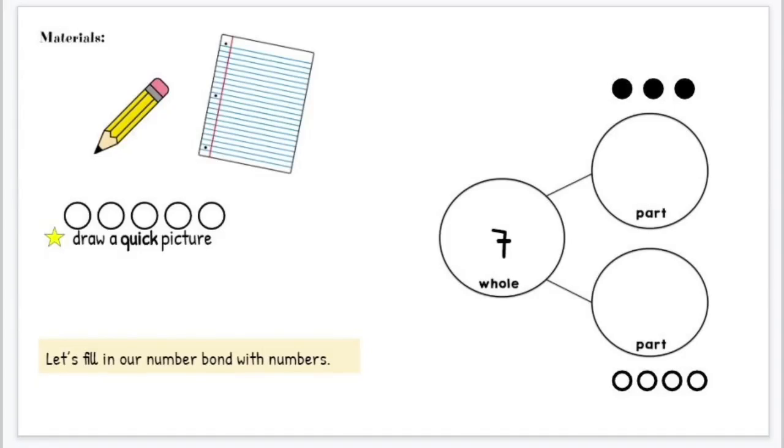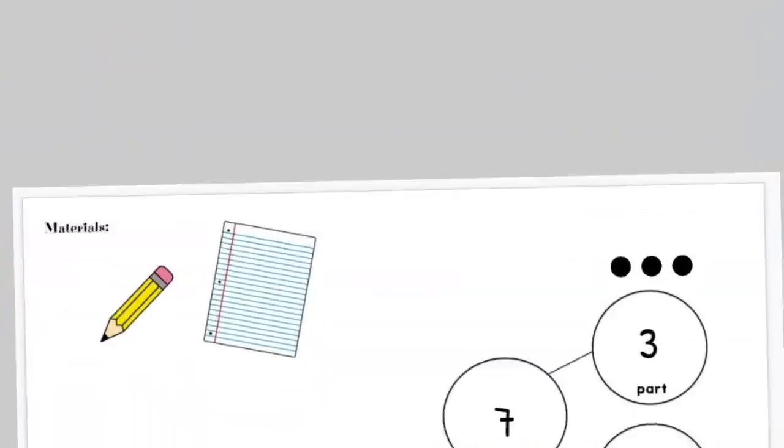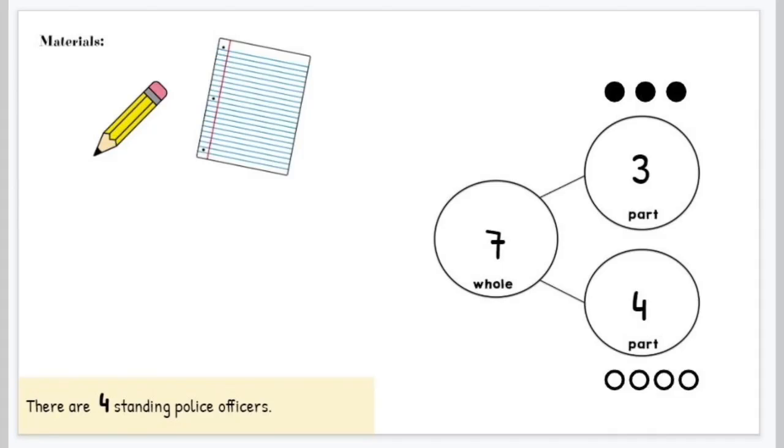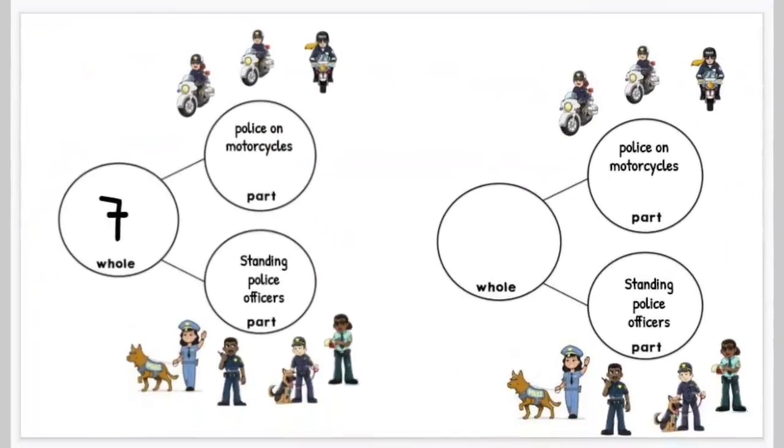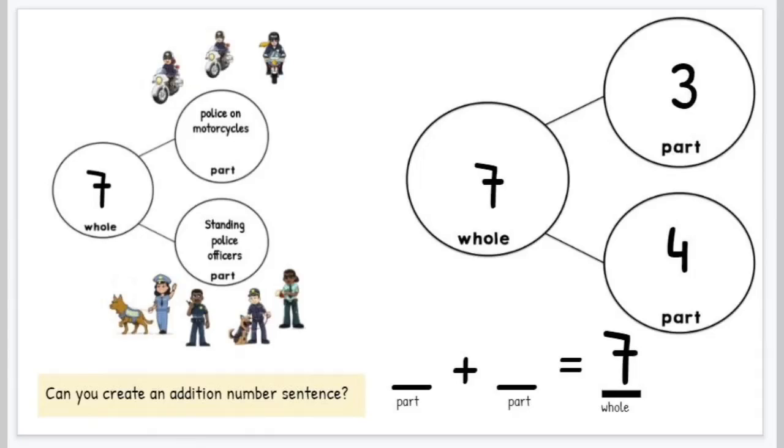Let's fill in our number bond with numbers. So we know there are 3 police officers on a motorcycle. And using our quick pictures, we know that there are 4 police officers who are standing. Okay, so here's our completed number bond. Can you create an addition number sentence using your number bond?